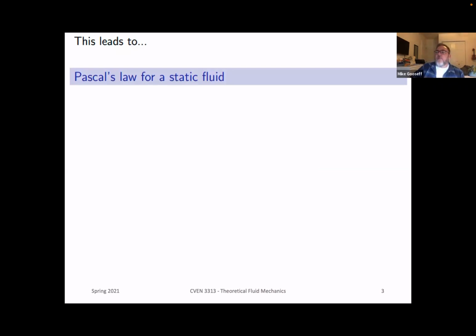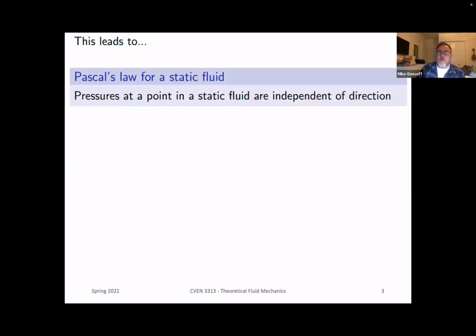Okay. And then we said that this led to Pascal's law for a static fluid, which is that pressures at a point in a static fluid are independent of direction. So that's a different way of saying, hey, even underneath the block or underneath the pickup truck, there is pressure acting upwards underneath that. It doesn't matter that gravity is acting in the opposite direction. Pressure is in a sense independent of gravity because it acts in all directions, right?